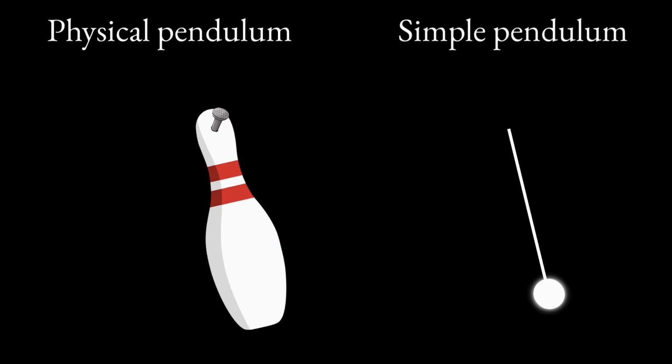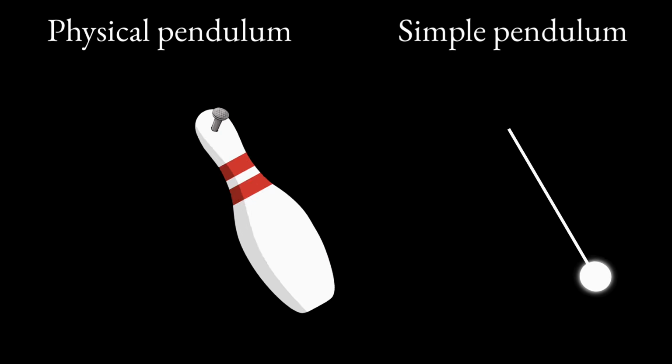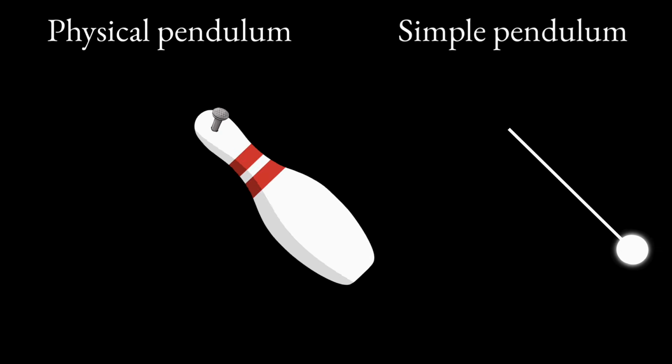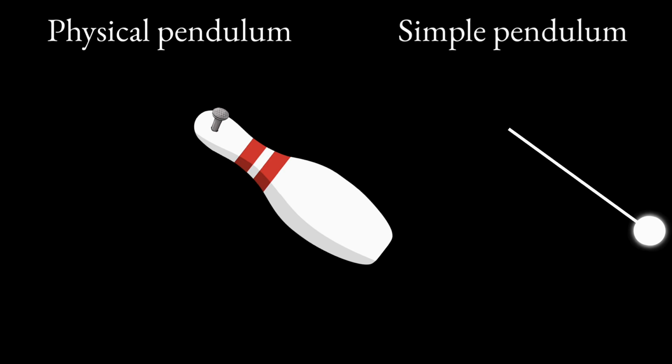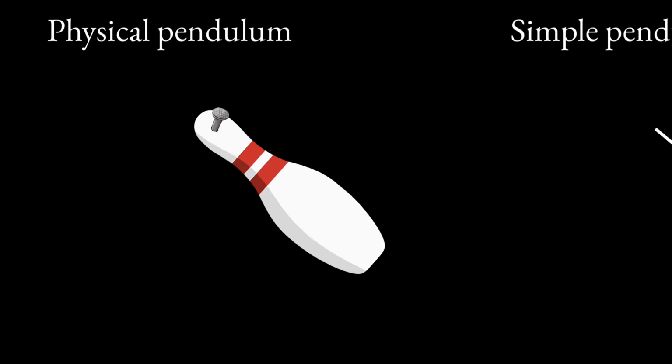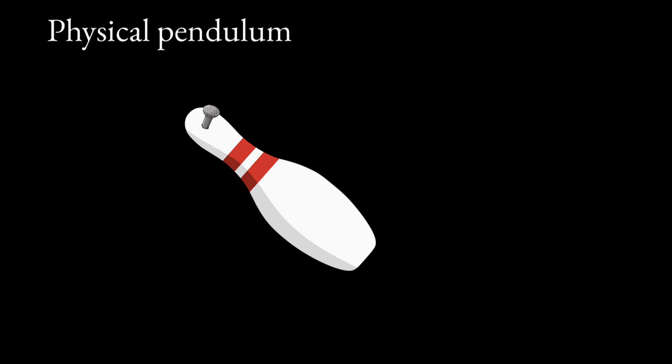But of course, for real objects like this bowling pin, the mass is distributed throughout the object, so we can't make that approximation. So in this video, we'll see how to predict the motion of a physical pendulum and derive an expression for the period.